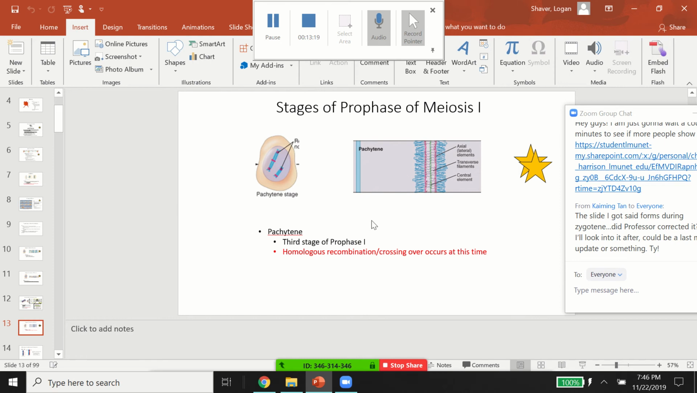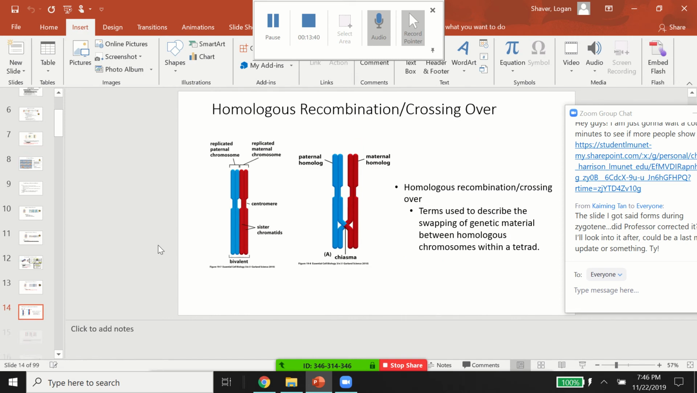But anyway, pachytene. This one's a more important stage because of this whole homologous recombination crossing over, which is a very important event in terms of increasing diversity. That's why I decided to put 2 stars here, because you do need to know that that process occurs during pachytene, which is the third stage of prophase.